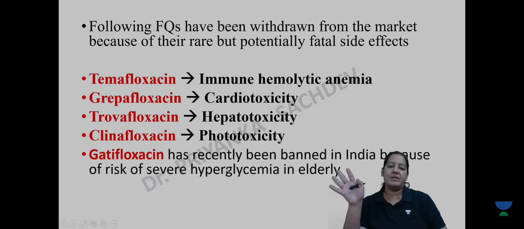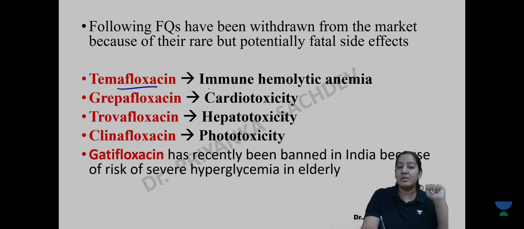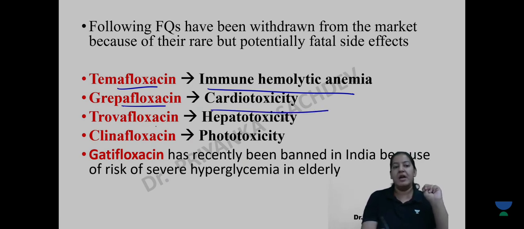Now, some of them are banned in India. They are not available in the market. They are 5 in number. They are banned, and you should know the reason why they are banned. So Temafloxacin is banned because it causes immune hemolytic anemia. Grepafloxacin is banned because it causes cardiotoxicity.